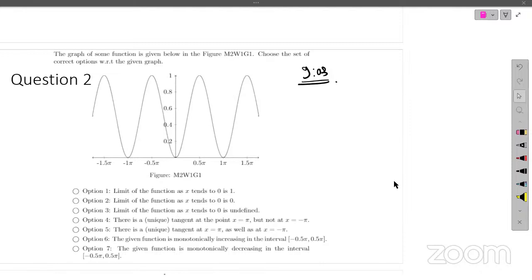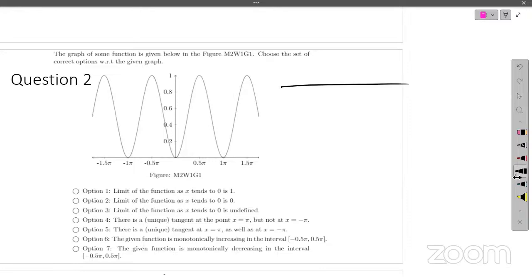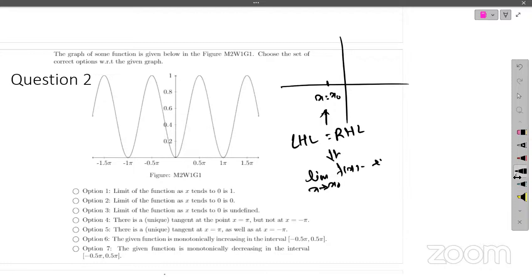Okay, so let's solve this question. This question you can answer just by observing the graph. Whenever you have a graph and the options involve limits, let's recall how we check the limit of a function using a graph. Suppose this is your point x equals x0, and you have to check whether the limit as x goes to x0 exists or not. Here we use the concept of left hand limit and right hand limit. We want the left hand limit to be equal to the right hand limit. Then only we will say that the limit as x goes to x0 of that particular function f of x exists.